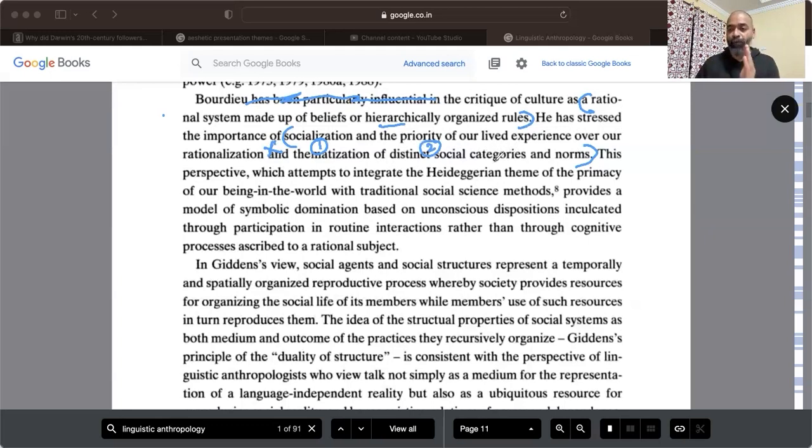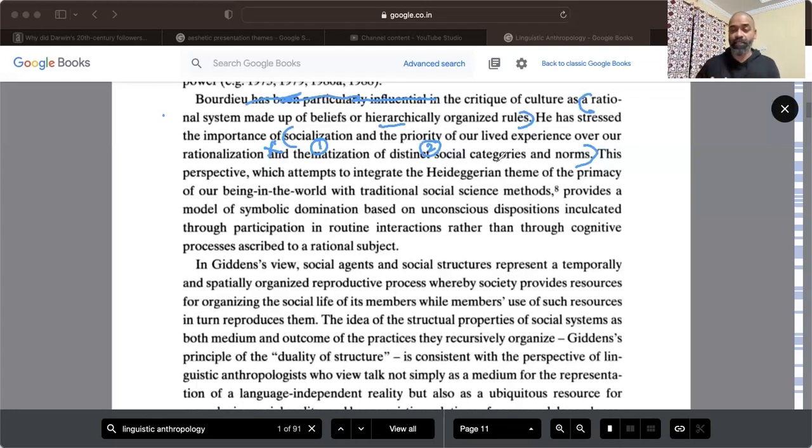So he has stressed the importance of A and B. That's the idea of the sentence. A is socialization, B is prioritization. So he has stressed the importance of socialization and prioritization. Prioritization of what? Of lived experience over our own internal rationalization, how we live rather than how we.